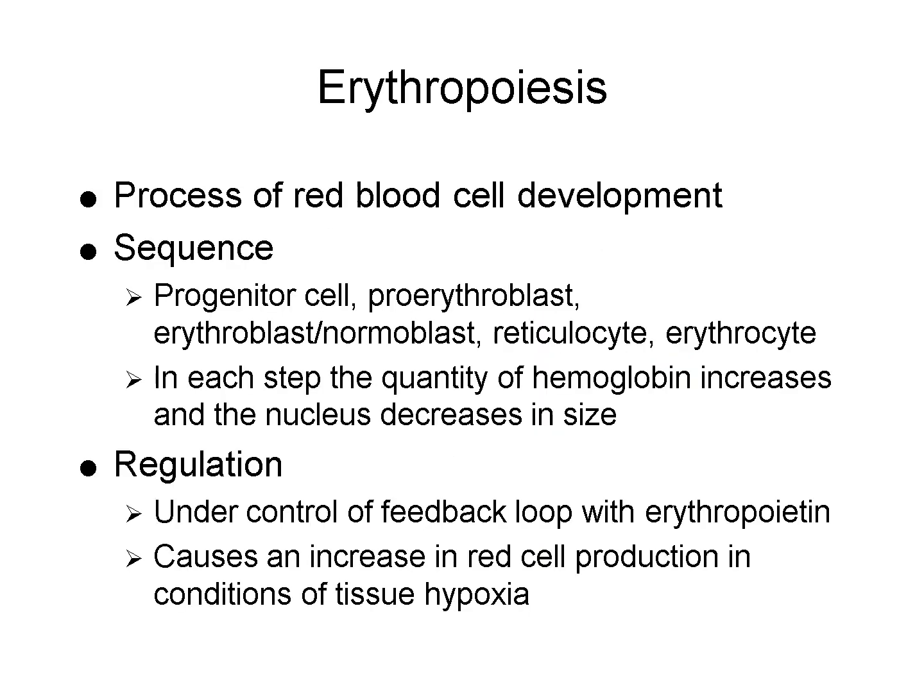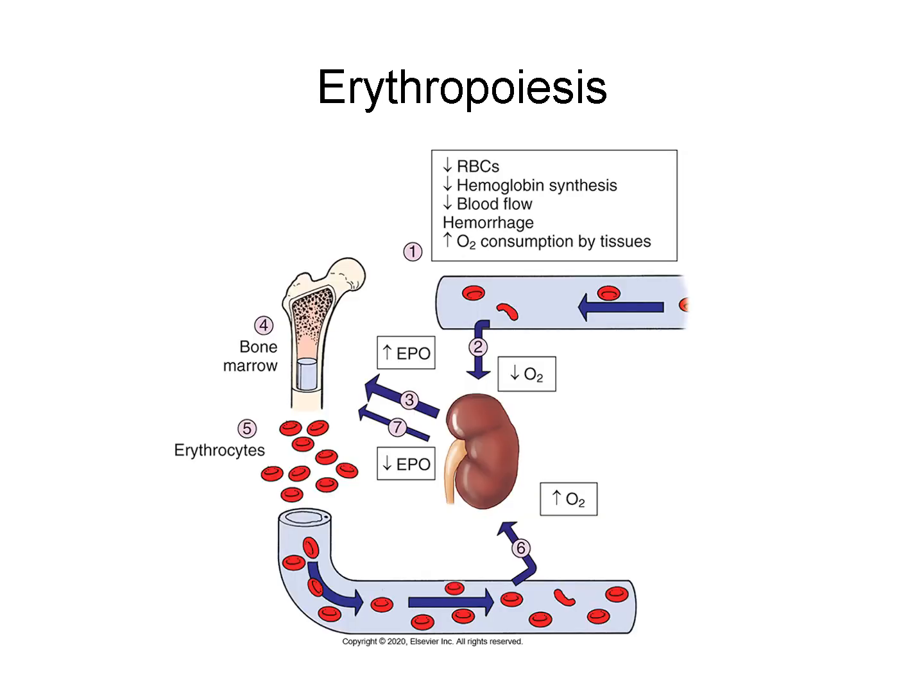Erythropoiesis is the process of red blood cell development. It follows a sequence beginning with progenitor cells, then progressing through stages as proerythroblasts, erythroblasts, normoblasts, reticulocytes, and finally mature erythrocytes. At each step, the amount of hemoglobin inside the cell increases, while the nucleus gradually shrinks. Erythropoiesis is regulated by a feedback loop involving erythropoietin, a hormone that stimulates red blood cell production in response to tissue hypoxia.